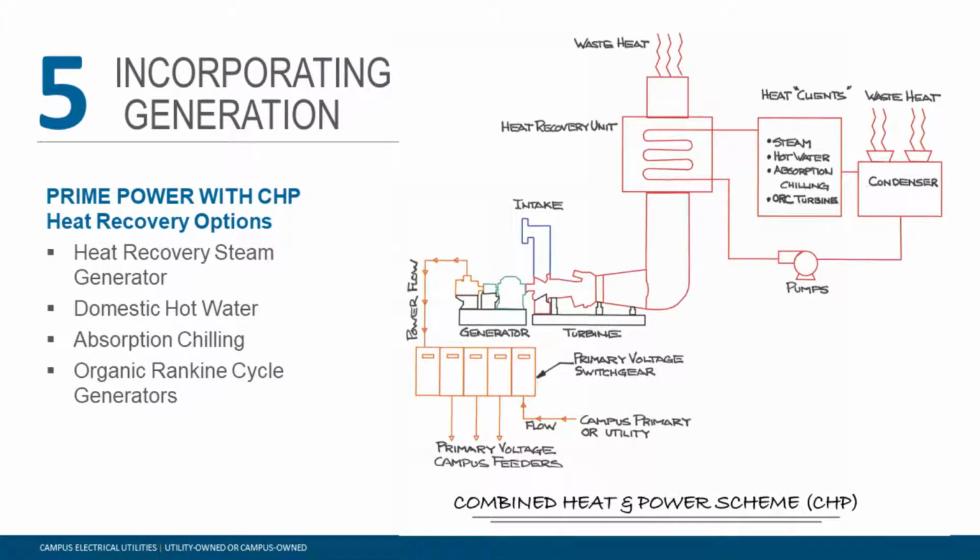This next scheme is a combined heat and power scheme. This is more of a prime power type of arrangement where you're actually providing significant energy to the campus through your generation system, and you're typically running this 24/7. So in this particular diagram, what we've got is the same turbine generator setup, but now we're putting our power into a primary voltage switchgear that feeds multiple feeders on campus. And then the key here to making this work is we are capturing the waste heat from the generator.